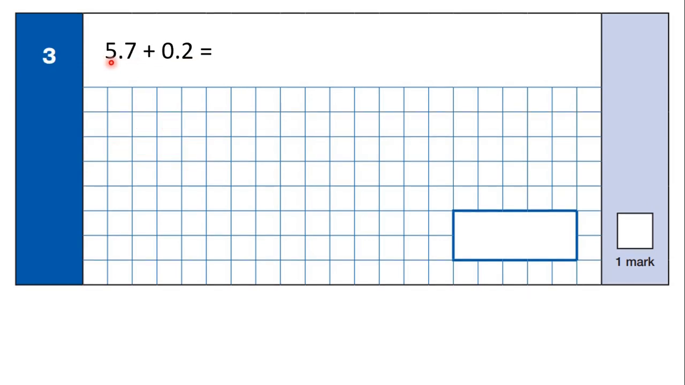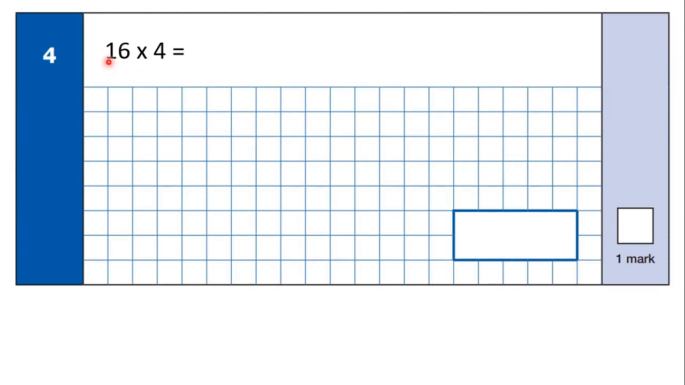Question 3, 5.7 plus 0.2. So we have 7 tenths, and we're adding 2 tenths. So in our answer, we need 9 tenths, and of course the 5 stays the same.